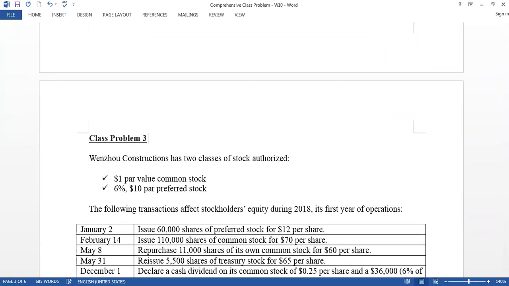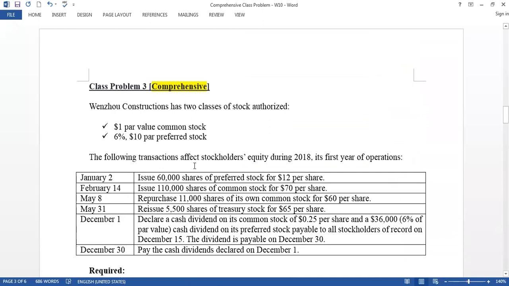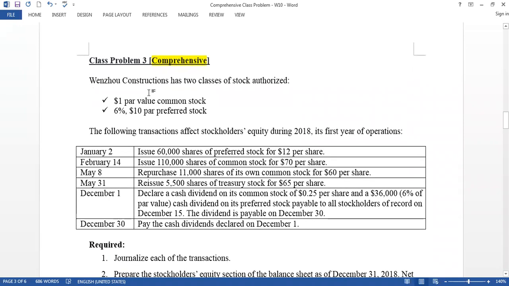So question 3 is actually the comprehensive question. Why is it comprehensive? Because you will find all the concepts together here. This question includes common stock, okay? This question includes preferred stock. This question includes treasury stock. This question includes dividends, okay? This question includes how to prepare the statement of stockholders' equity. So it is a comprehensive question including everything.